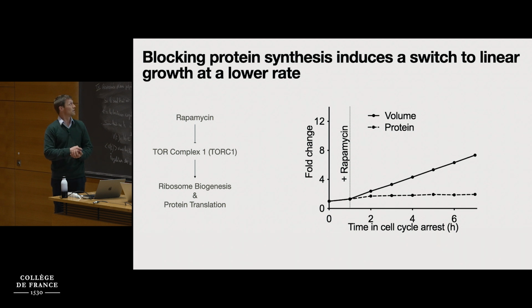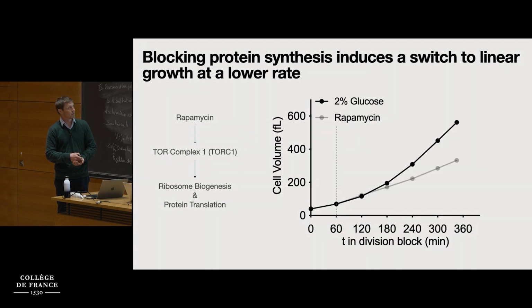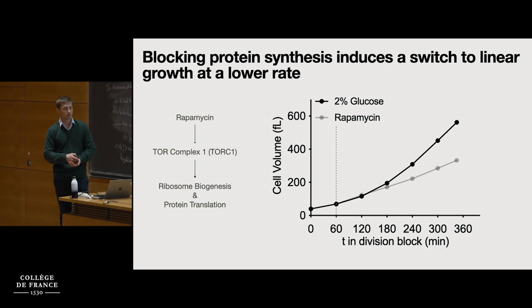So when we inhibit TOR complex 1, cells immediately stop accumulating proteins, and they immediately switch to a linear growth regime. And if you compare this linear growth regime to what happens when you don't treat cells with rapamycin, you see that this is also, again, a slower growth rate.